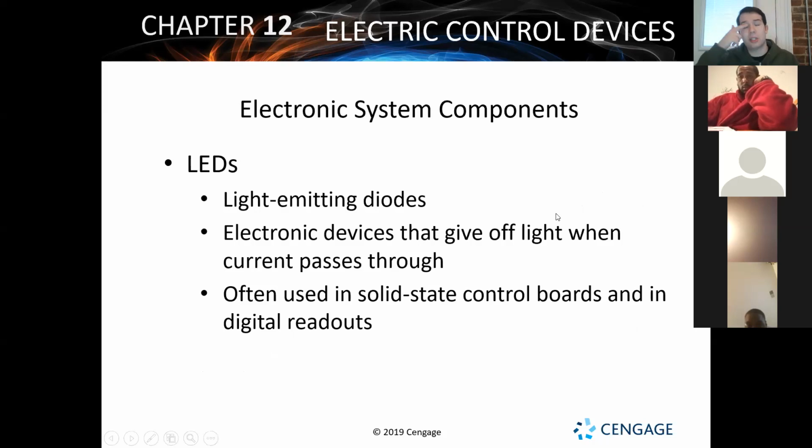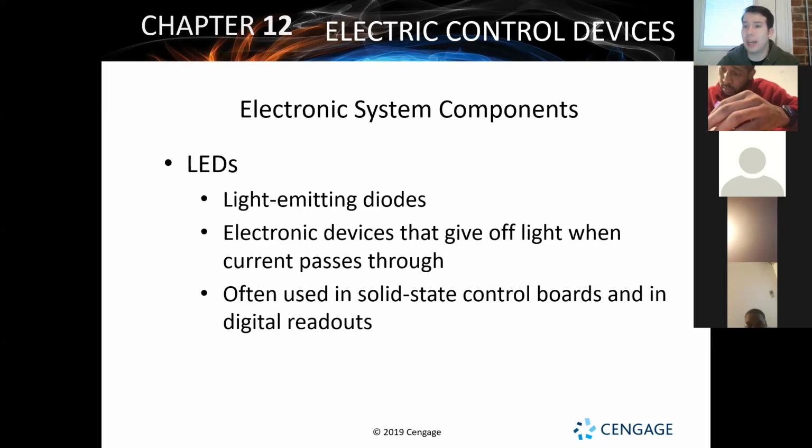So, LEDs. Unlike triacs and diodes and everything like that, you're going to see this on a very, very regular basis, and this is going to help you out a lot. All right, so you've probably heard about LEDs. You probably bought a TV or a phone or a screen of some sort that's got LED lighting or is an LED screen. LED stands for light emitting diode.